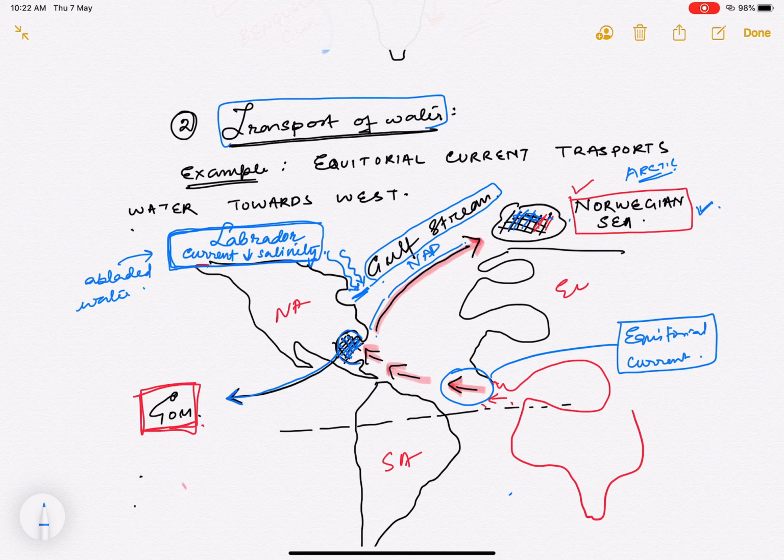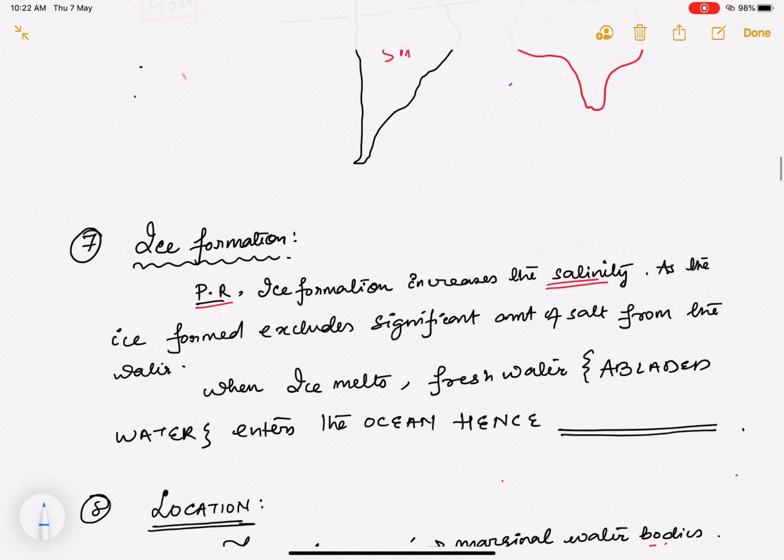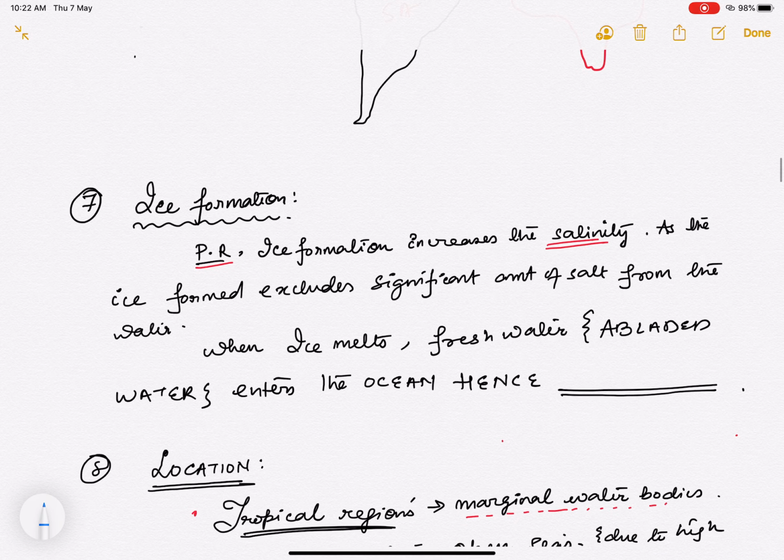Next, we have the ice formation. Remember this, ice formation increases the salinity as the ice formed excludes a significant amount of salt from the water.